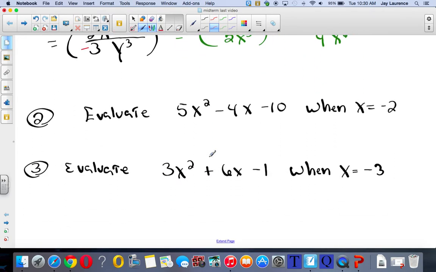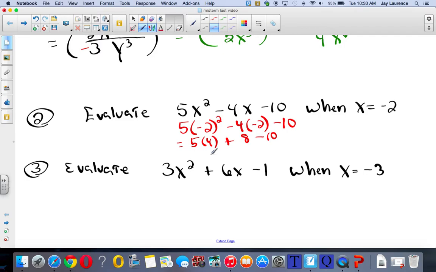Okay, number 2, evaluate this. First thing I'm going to do is rewrite this. Some of you just take so many shortcuts. Don't take a shortcut. Take the second and rewrite it, and then follow your order of operations. Now, on the midterm, it's okay to use your calculator, but follow your order of operations. Negative 2 to the second. That's 4, so this is really 5 times 4. This is negative 4 times negative 2, which is a positive 8, minus a 10.